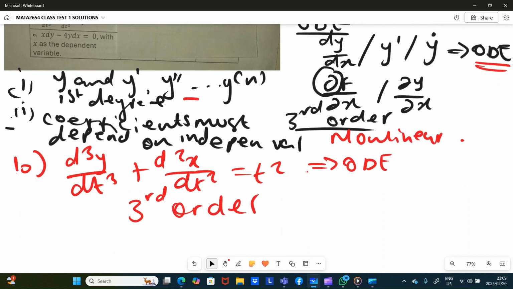Let's check. All the derivatives here depend on t. We see that they are all of first degree. We have y triple prime of first degree and x double prime also of first degree. And the coefficients are just constants.